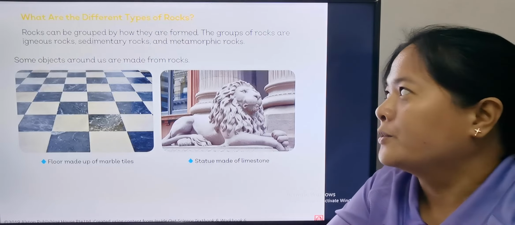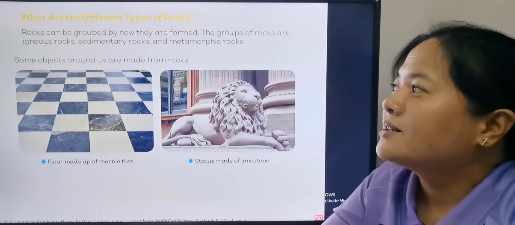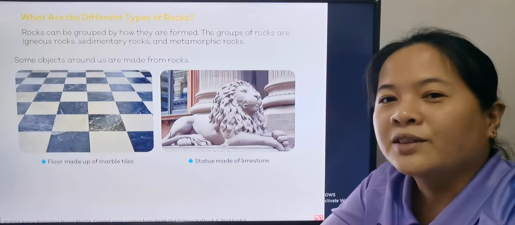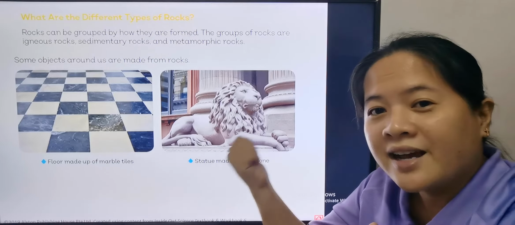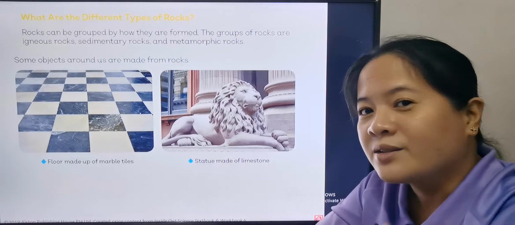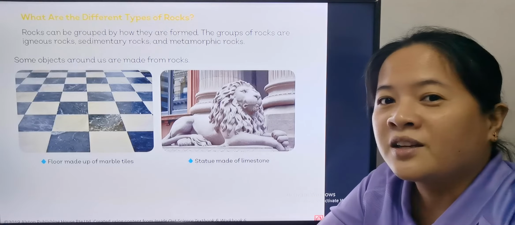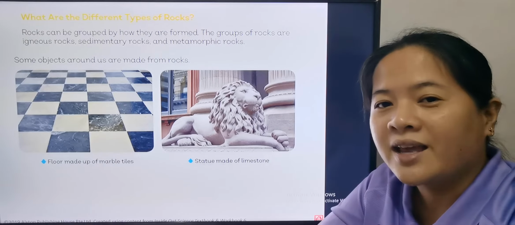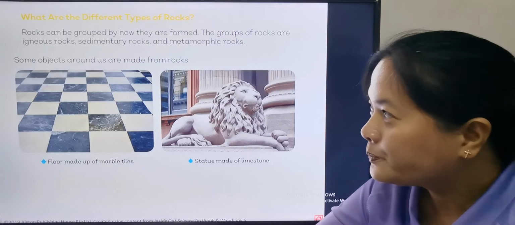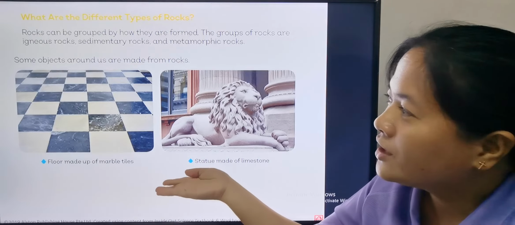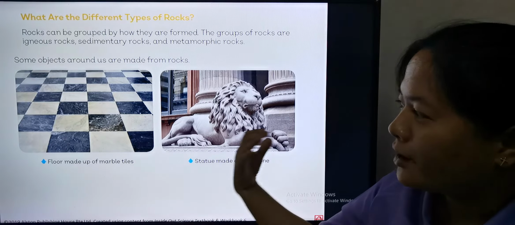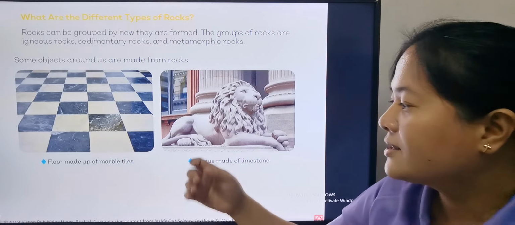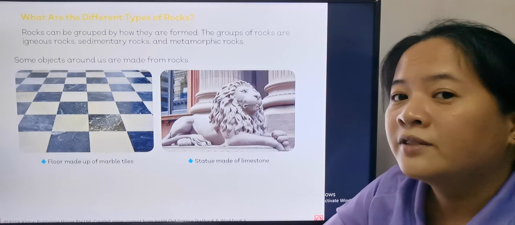We can have three groups: igneous rock, sedimentary rock, and metamorphic rock. In Thai, I know you already studied about this, so just review. Just be familiar with the words in English. Igneous rocks, sedimentary rocks, and metamorphic rocks. And then it says here, some objects around us are made from rocks. So this is a floor made up of marble tiles, and this statue is made up of limestone.